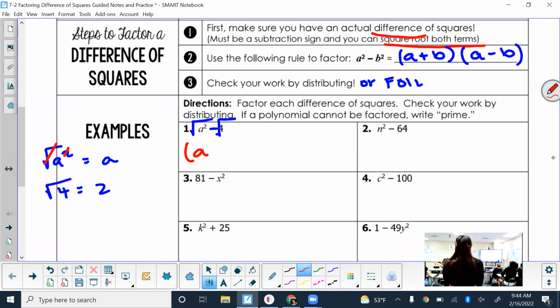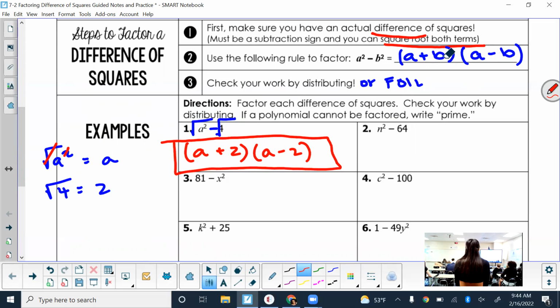So then my parentheses look like this. A plus 2 times a minus 2. All right, because that follows this rule that we're given. And then if I were to FOIL or distribute, would I get the same thing I originally had? Then yes, I did it correctly.